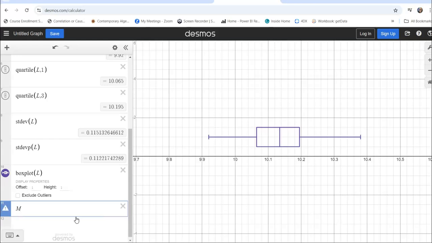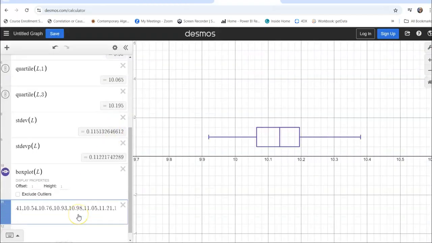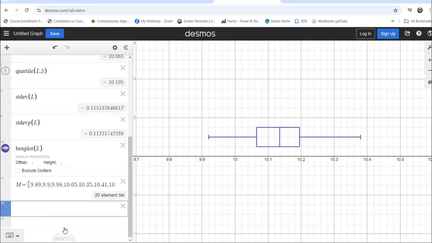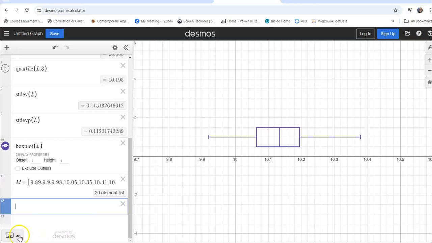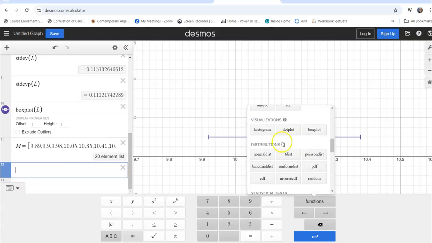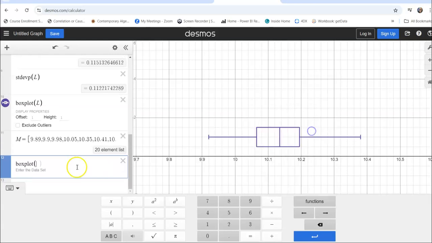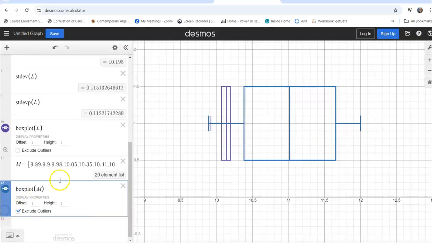Now, if I want the other data set, so this was data set number 1, I'm going to define another list and grab my data set again for the second set of data. And I want a box plot. I can find it if I go under functions again. This time we want to go to visualizations and you'll see box plot there. And so box plot, this time we want M.